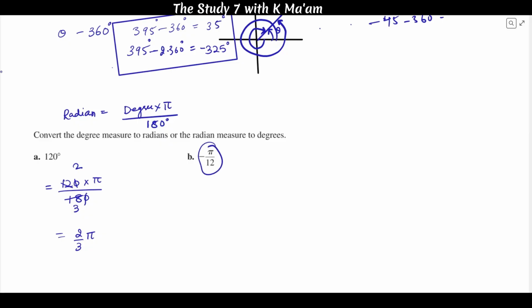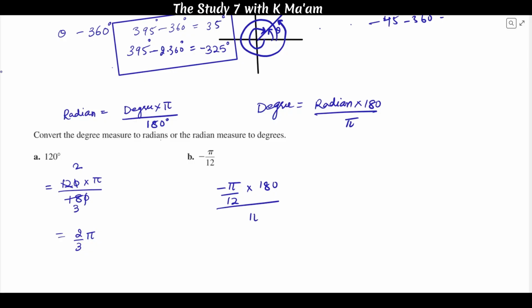If it is already in the pi form, already in radians, then we will convert into degrees. The question says convert degree into radians or radian into degrees. Same formula, I am using the same formula, just arrange the terms. Because now degrees we have to calculate, radian is provided. So I am rearranging this formula. Degree is equal to radians times 180 over pi. So radian value is this. Multiply by 180 over pi.